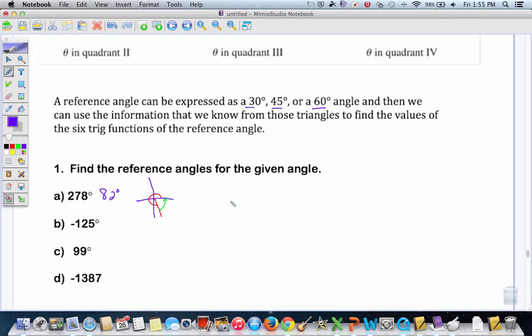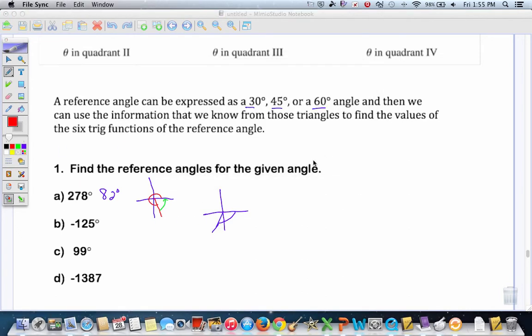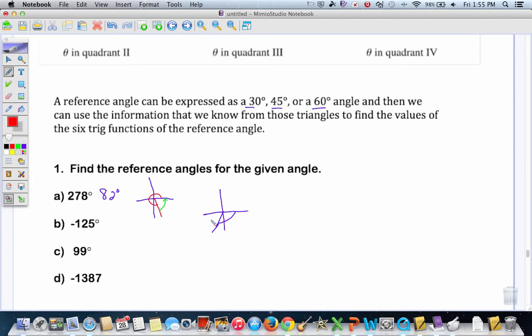Starting over again with letter B, we have a negative 125 degree angle. So we measure that clockwise. 125 degrees would come over in this direction. The reference angle then is measured from the terminal side to this x-axis, and that makes our reference angle 55 degrees. So our reference angle here would be 55 degrees.